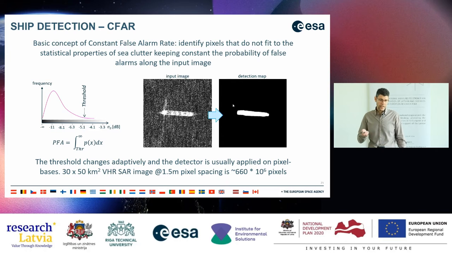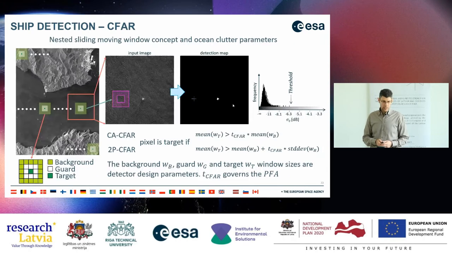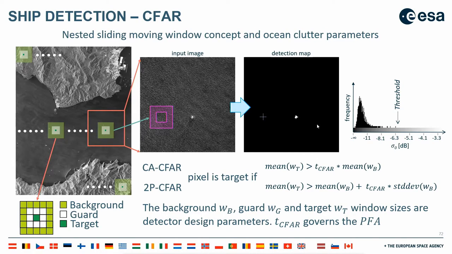So this is what you have. You put the threshold there to have the detection, right? Once the threshold is defined, the probability of false alarm is actually the area below the probability density function for a fixed threshold. How it works is with nested sliding moving windows. You have a background window, a so-called guard window, and the target window. If you go in SNAP and you want to try yourself, it will ask you how large is your background window, how large is your guard window, and how large is your target window.